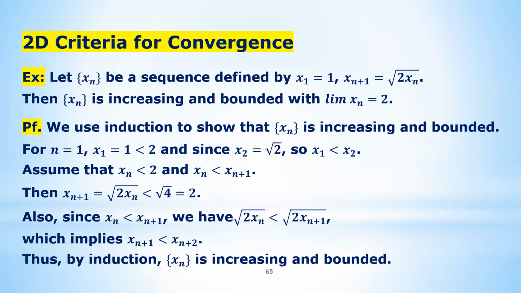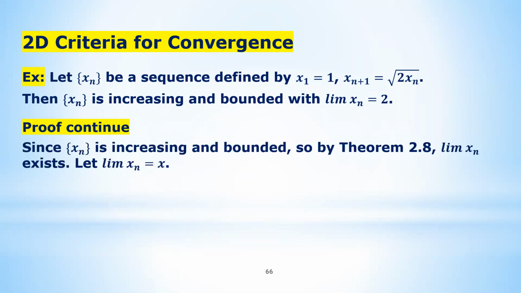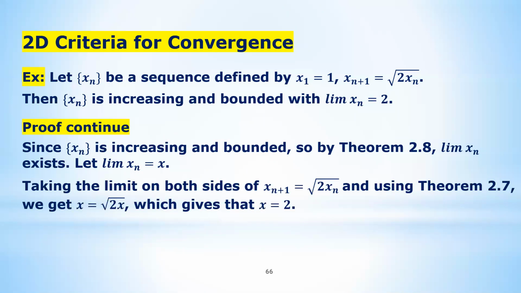So this is even simpler than the previous example. Then you can confirm that the limit exists and call the limit x. Then x satisfies the relation, so x equals the square root of 2x, and that's how you get x equals 2. So that's the second example.